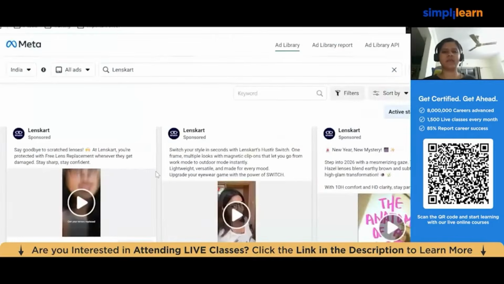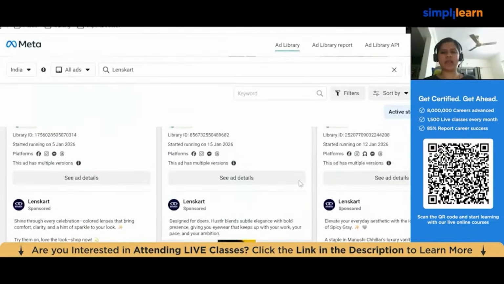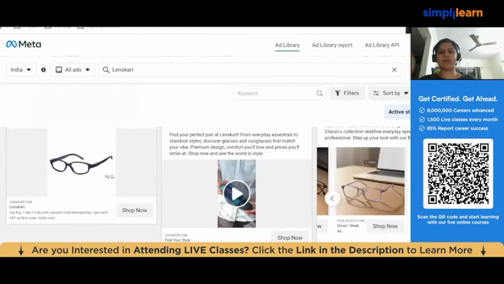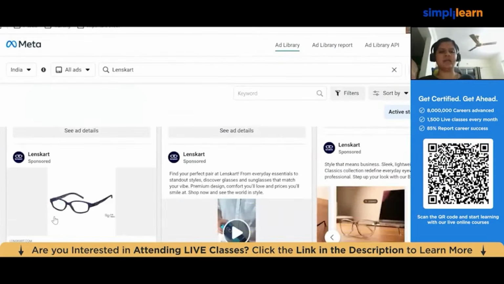What's the difference between each one of them? This is a single video ad. A carousel ad would look like this, where there are multiple cards, and this is a single image ad. By the way, what are the different components?